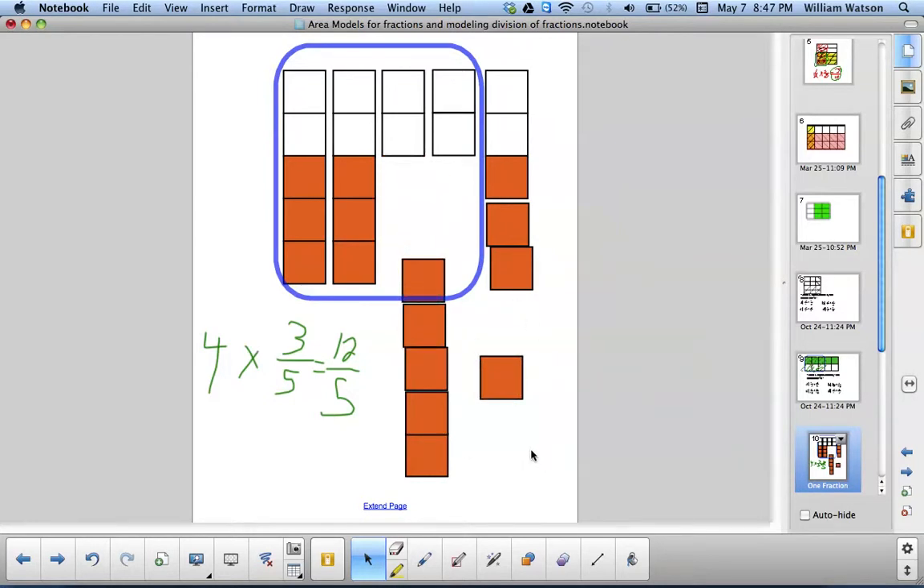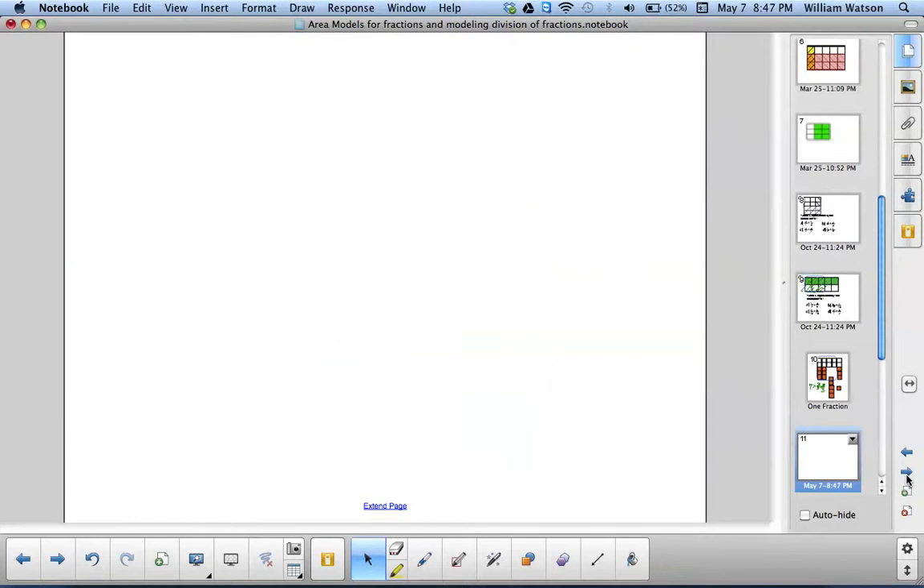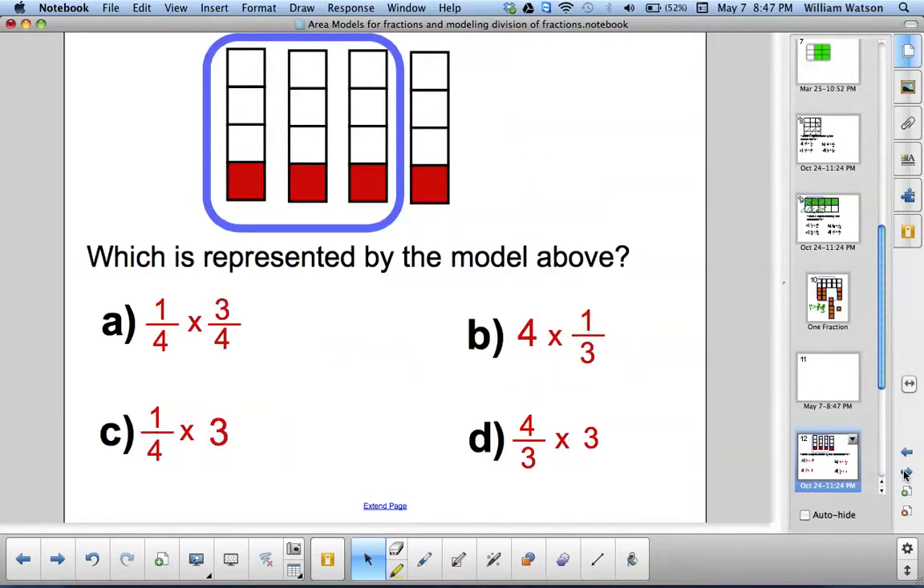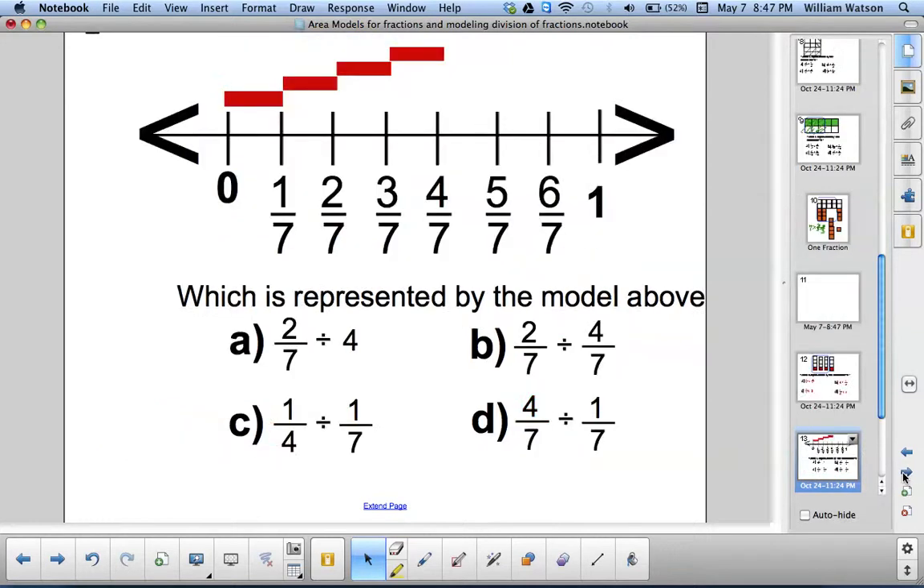So again, it's a little tedious using a mouse instead of the board, so I'm not going to go through that, but I think you get the idea. And again, I've got multiple choice for that model as well.